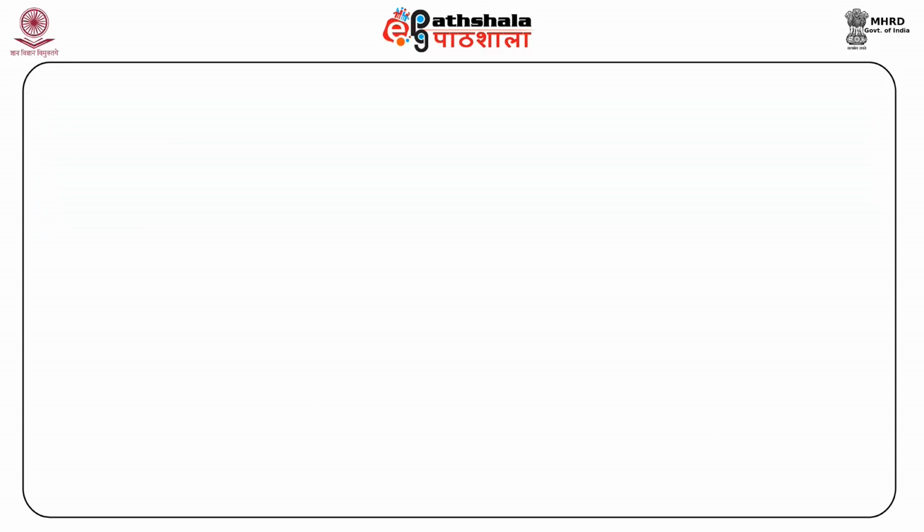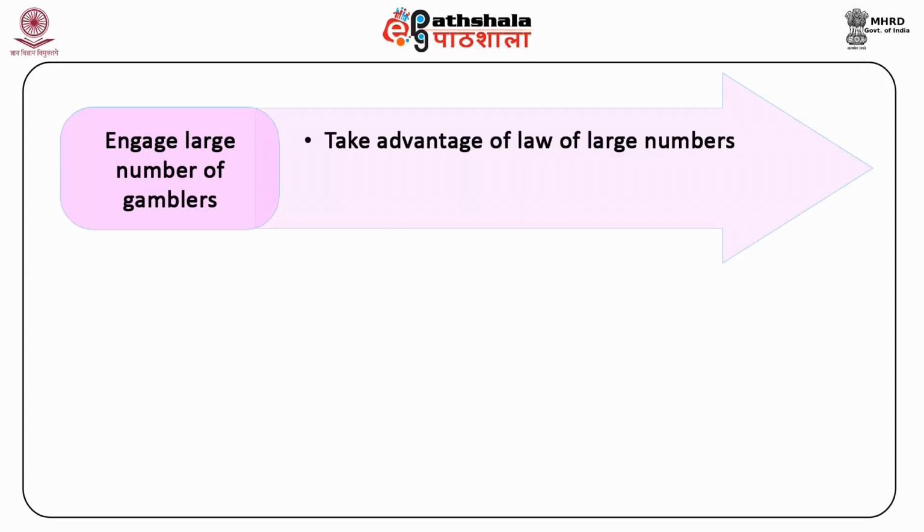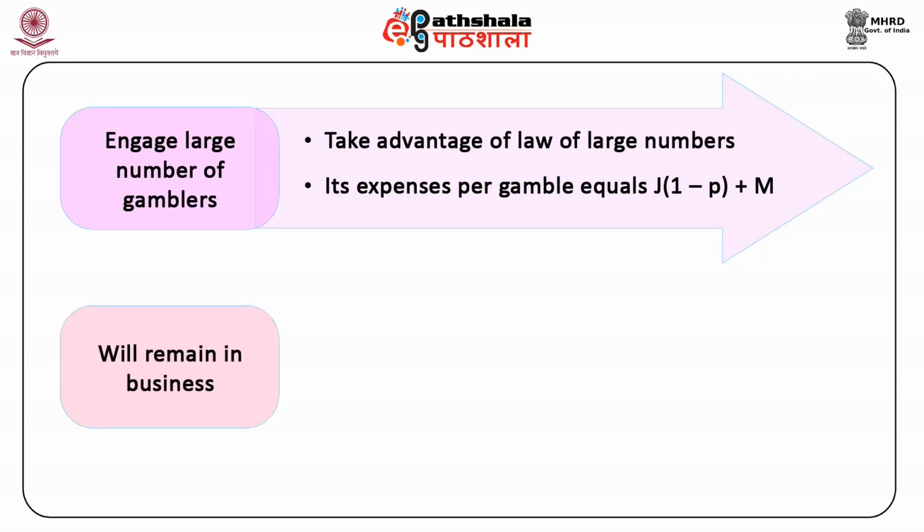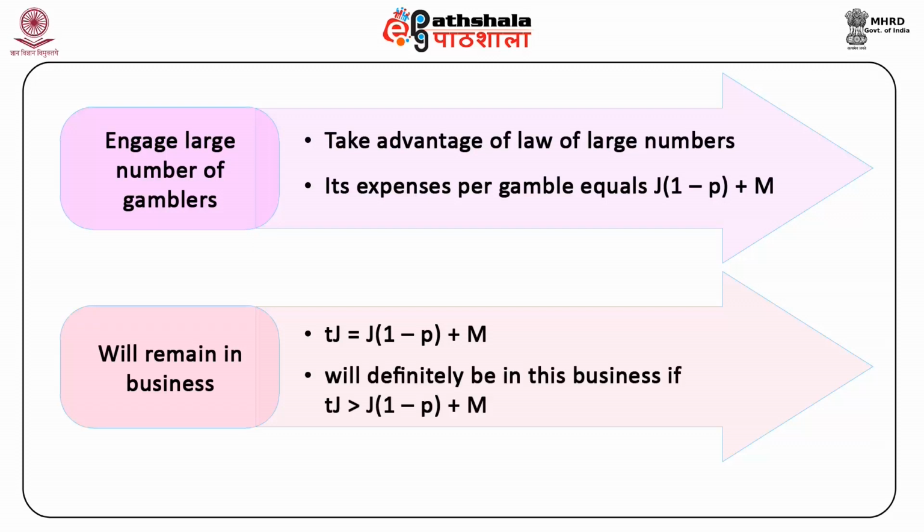The gambling establishment will engage with a large number of gamblers to take advantage of the law of large numbers, so that its expected expenses per gamble equal J of (1 minus P) plus M. It will remain in business only if the ticket it sells per gamble equals its expenses. That is, TJ equals J into (1 minus P) plus M. It will definitely be in this business if TJ is greater than J into (1 minus P) plus M.